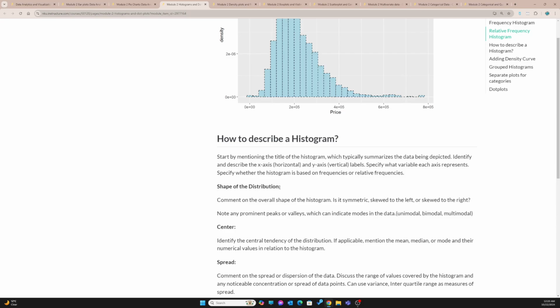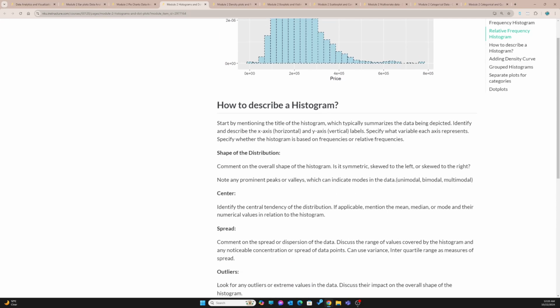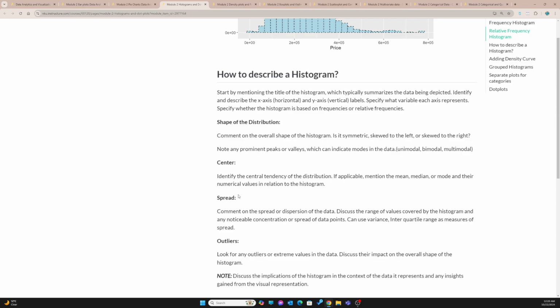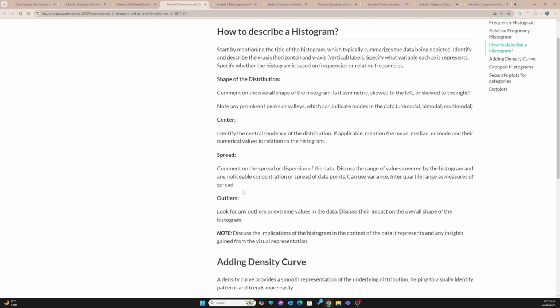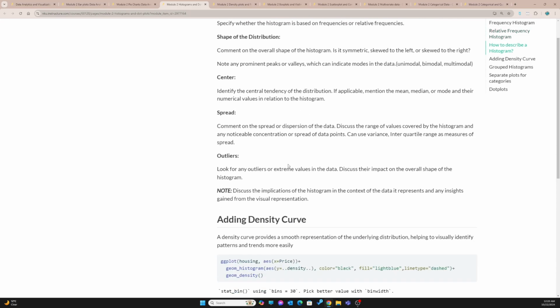You say the shape of the histogram. Is it symmetric? Is it skewed? Are there any outliers? Is it unimodal, bimodal, or multimodal? What is the mean? What is the median? What is the mode? What is the spread? What is the variance? What is the standard deviation? Are there any outliers? That's it. That's how you describe a histogram.